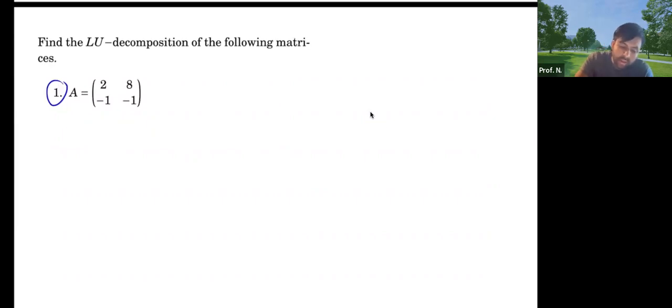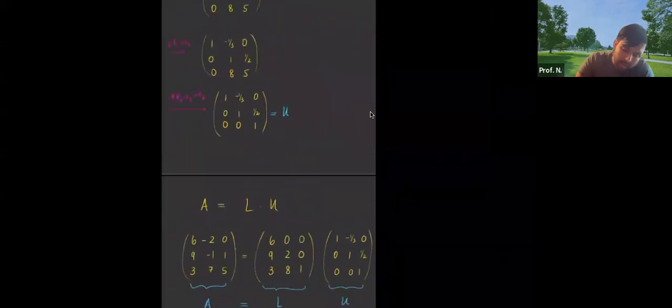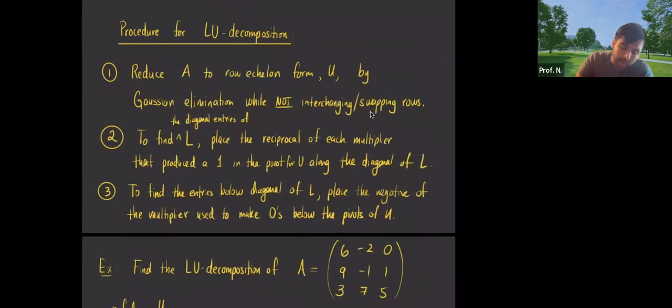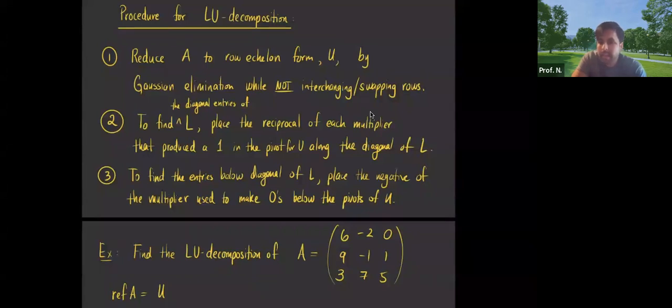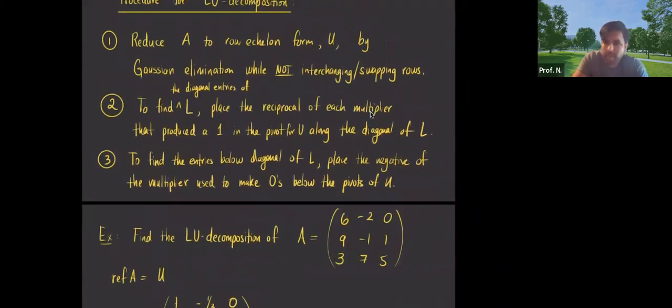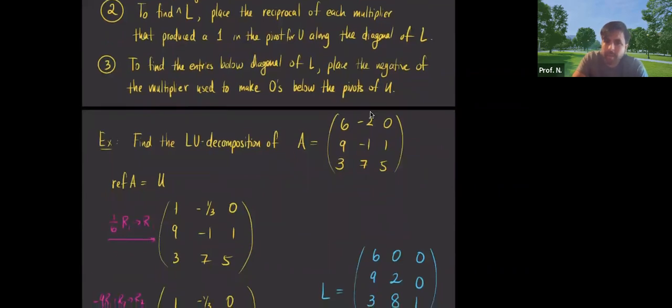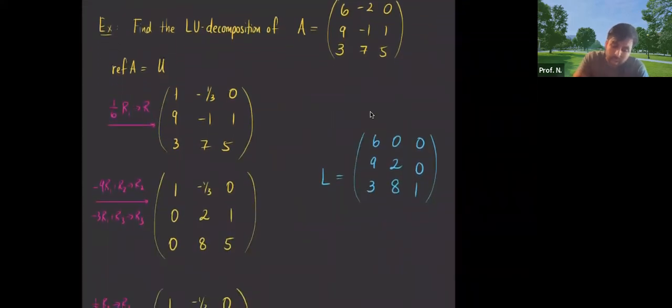So remember, there was a procedure, and I think we talked about it earlier. The LU, remember? This is a procedure right here. We reduce the matrix A into its row echelon form, REF. Then we find L to be the reciprocal. Basically everything we do is the reciprocal of the multipliers, and the negative of the multipliers used to make the zeros below. For the numbers we use to produce the ones in the pivots, it's going to be the reciprocal. And for the numbers we use to make the zeros underneath the pivots, we take the negative of that.